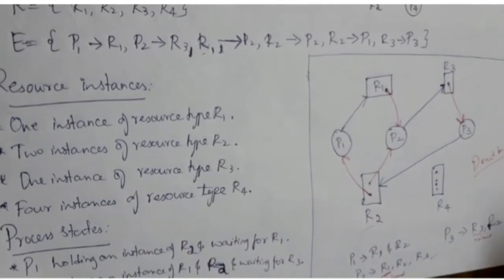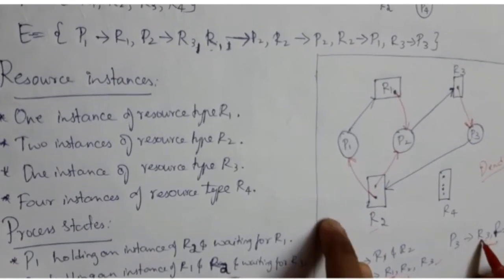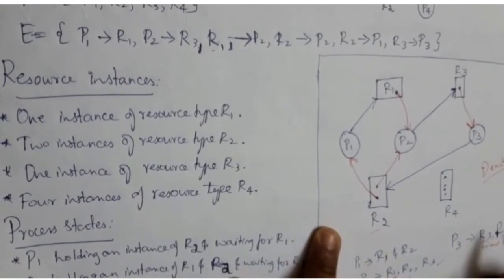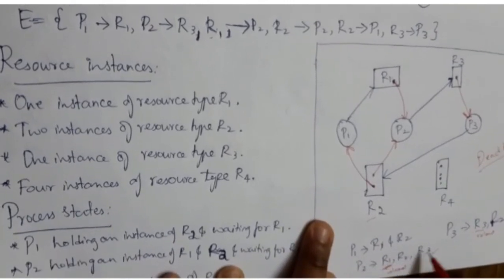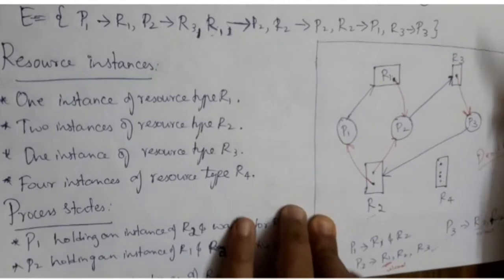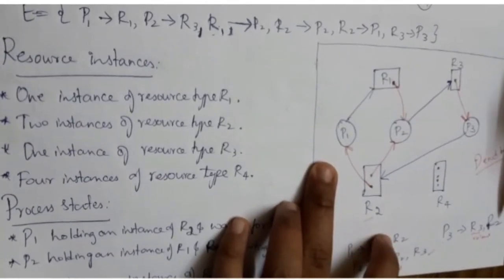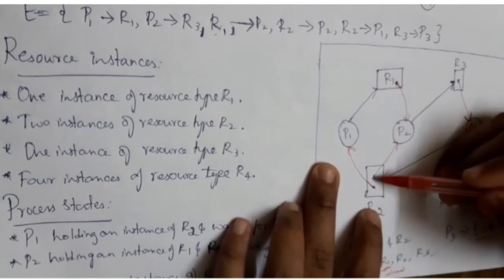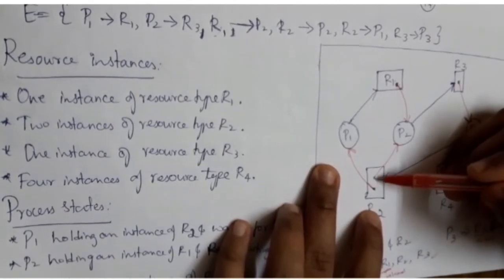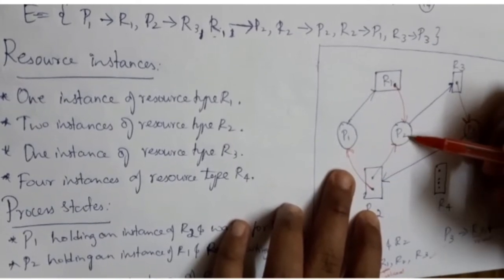Now if you see here, process P3 wants resources R3 and R2. Process P2 wants R1, R2, R3. Process P1 wants R1 and R2. P3 wants R3 and R2, but R2 has only 2 instances, and these 2 instances have already been allocated to processes P1 and P2.